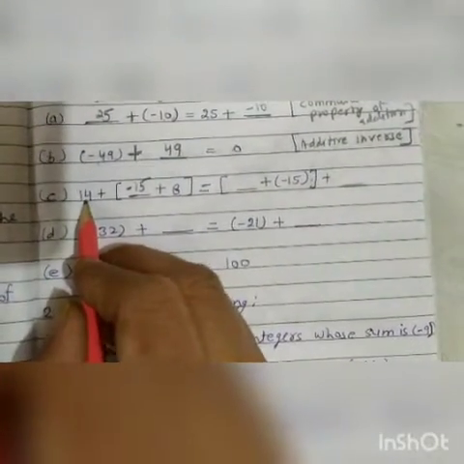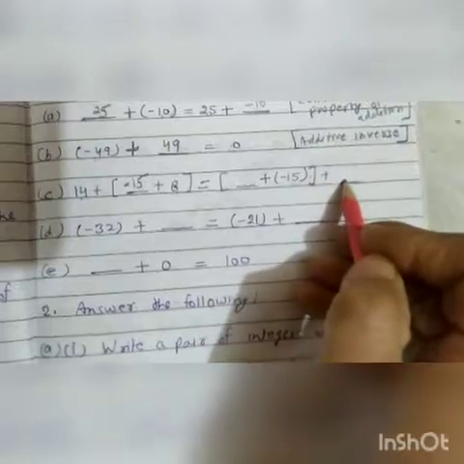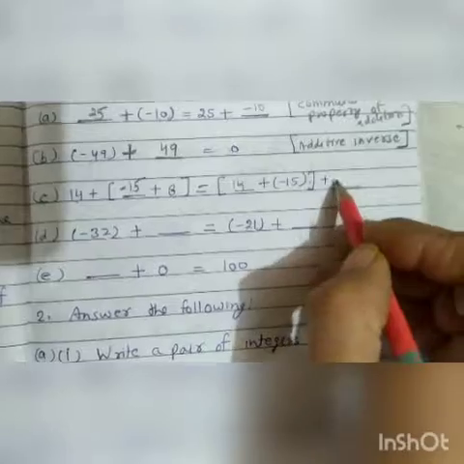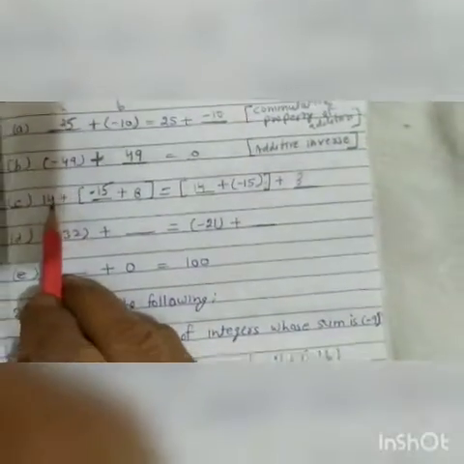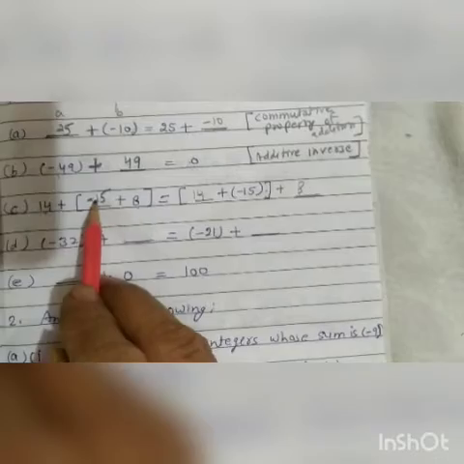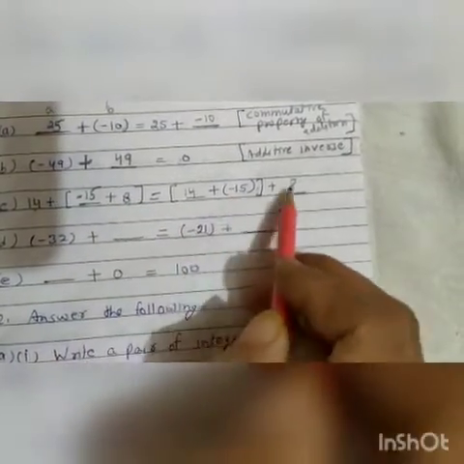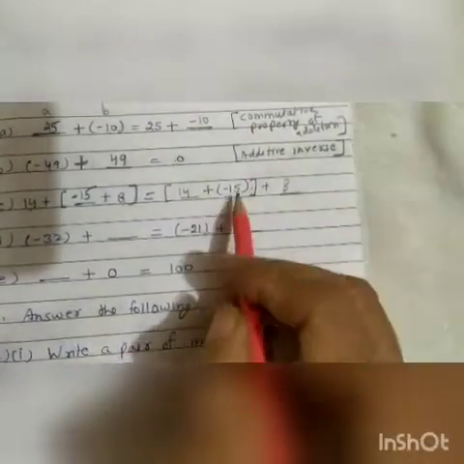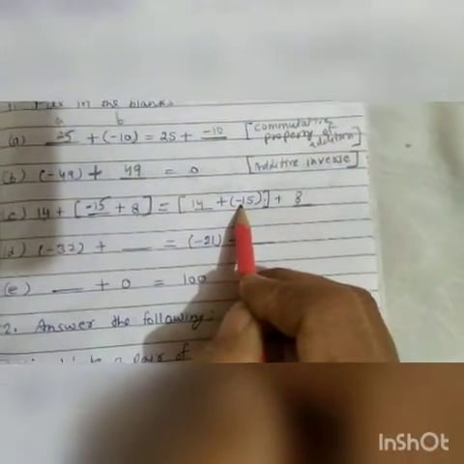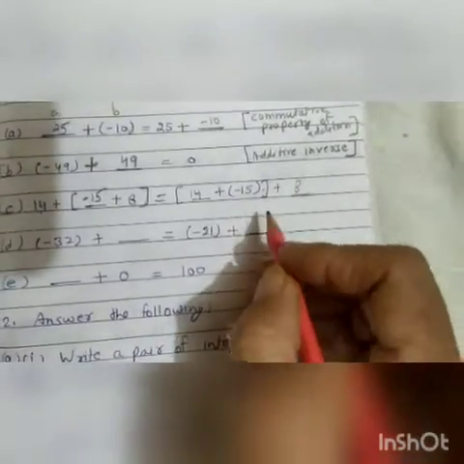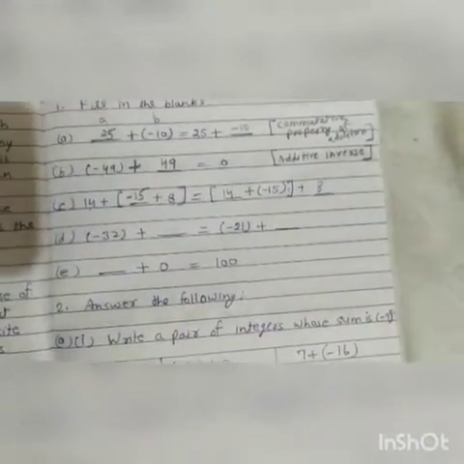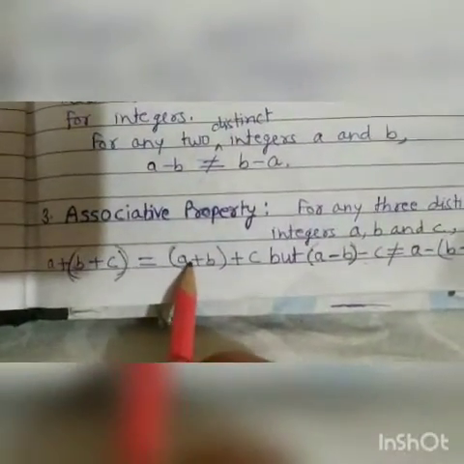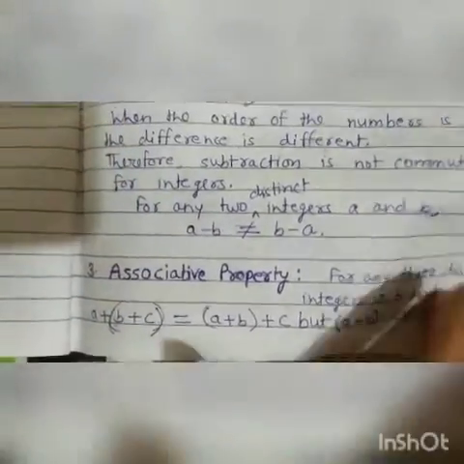Now these two integers, 14 and 8, we can write on the right hand side. We write here 14 plus 8. Now compare both sides: (a + b) + c and a + (b + c). Here this bracket is for b plus c and here this bracket is for a plus b. So which property is this? This is the associative property. See here, (a + b) + c is equal to a + (b + c).